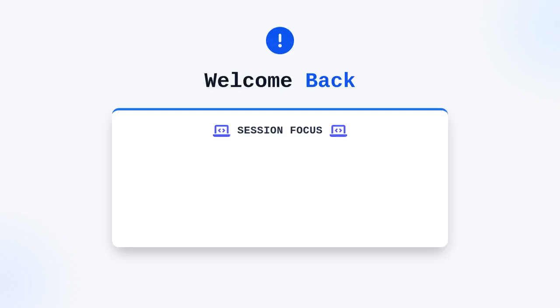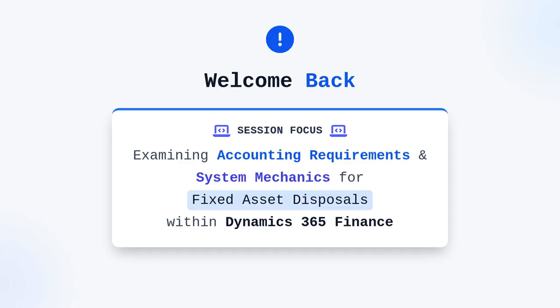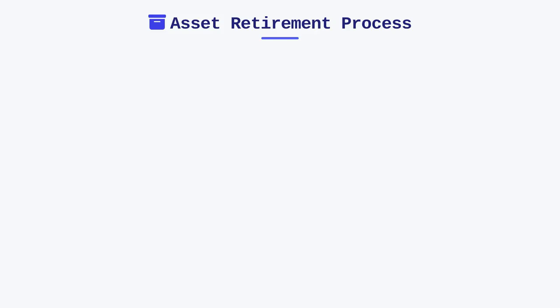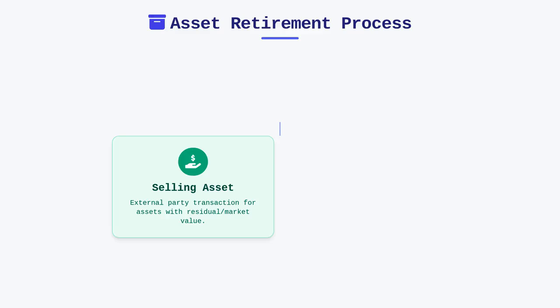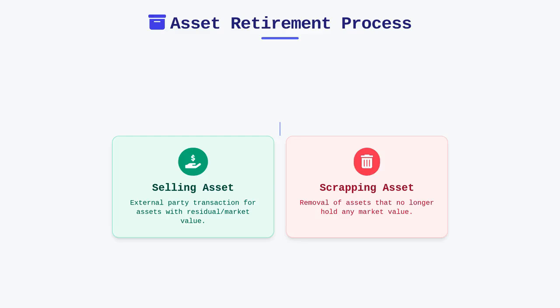Welcome back. In this session, we will examine the accounting requirements and system mechanics for processing fixed asset disposals within Dynamics 365 Finance. When an organization decides to retire an asset, the system requires a structured process to ensure the general ledger accurately reflects the removal of that asset from the balance sheet. This process typically manifests in one of two ways: selling the asset to an external party or scrapping it when it no longer holds residual or market value.